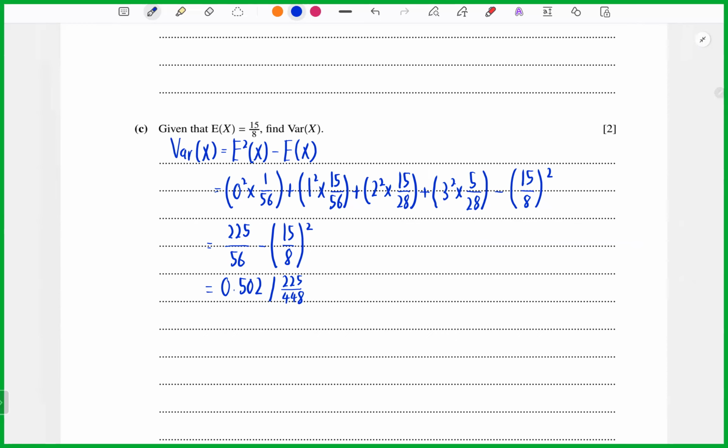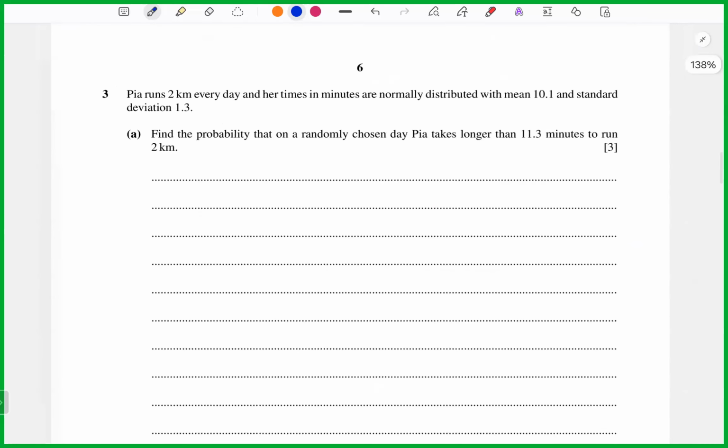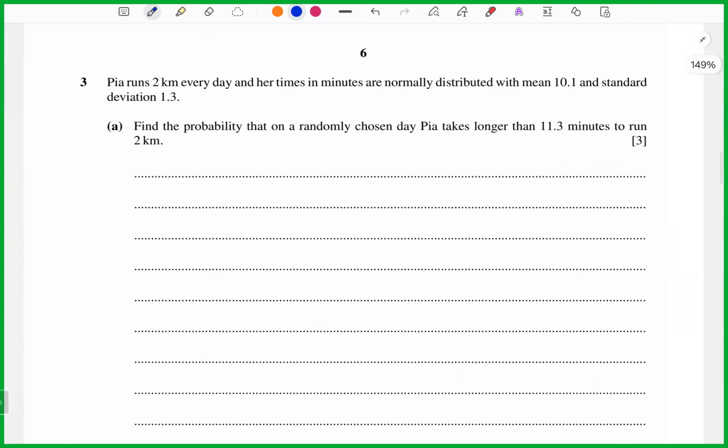Sorry, I just forgot to write 15 here. And then we try going to the next question. Question 3. Piasta runs 2 kilometers every day and her times in minutes are normally distributed with mean 10.1 and standard deviation 1.3. A, find the probability that on a randomly chosen day Pia takes longer than 11.3 minutes to run the 2 kilometers.